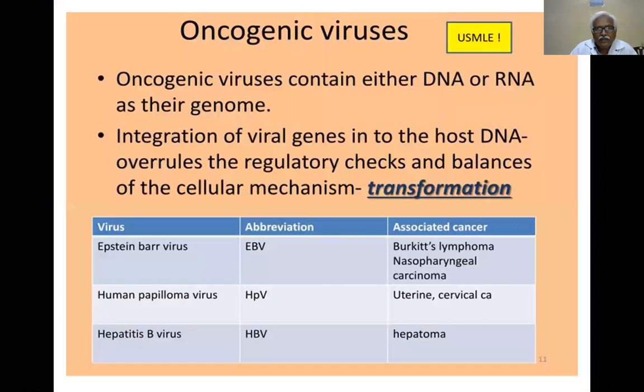Oncogenic viruses contain either DNA or RNA as the genome. Integration of viral genes into the host DNA overrules the regulatory checks. There are so many checks, but once the viral genes are integrated into the host DNA, there will be overruling. No checks, no balances, nothing. So transformation will take place.